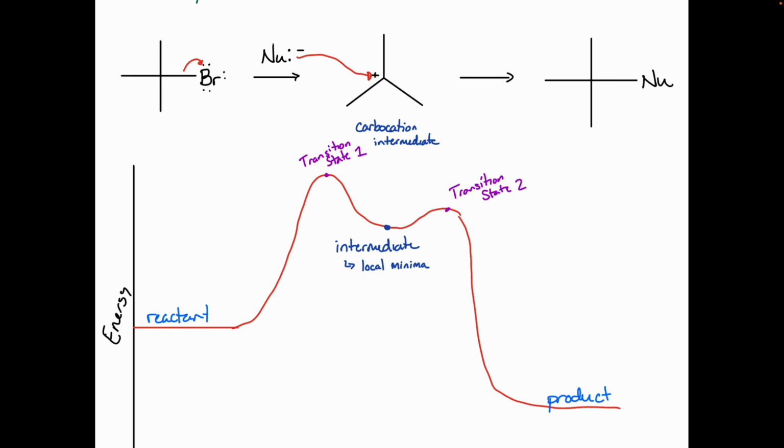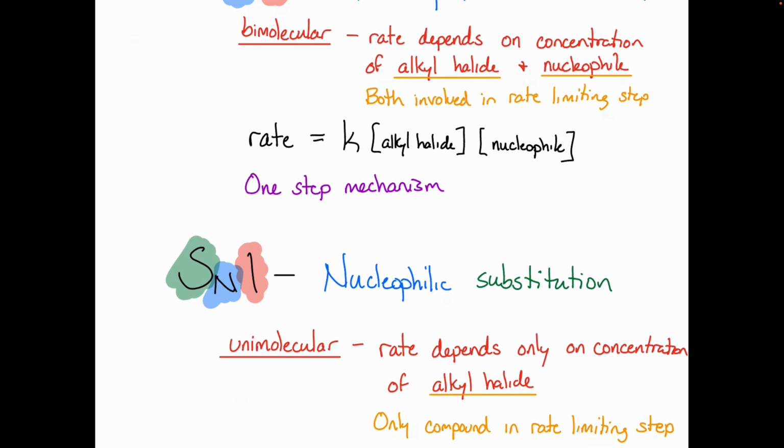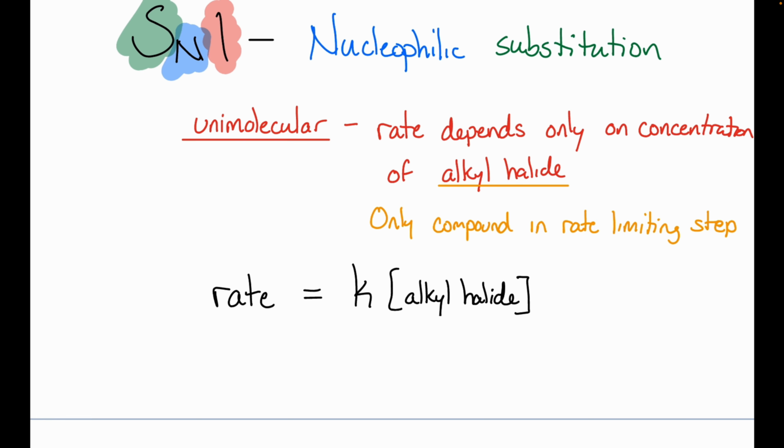So our SN1 reactions, these are unimolecular. That rate limiting step in my mechanism depends only on my alkyl halide. Let's just note that our mechanisms here have these carbocation intermediates.